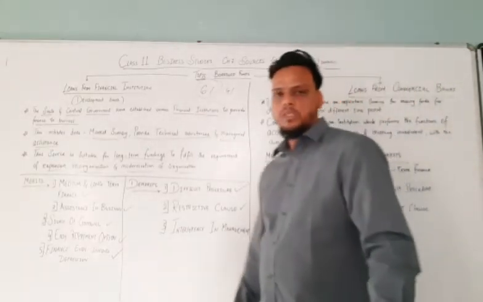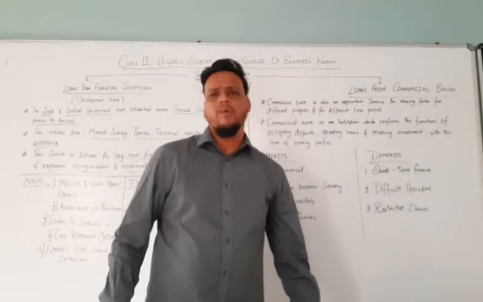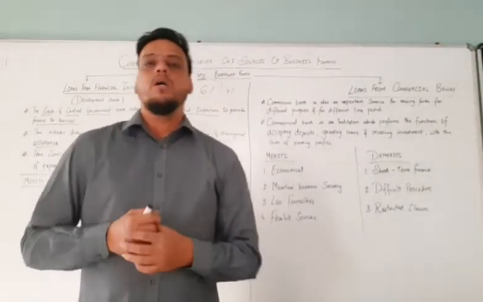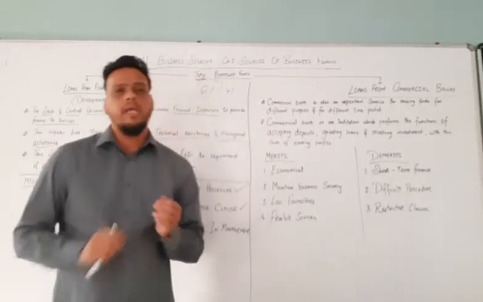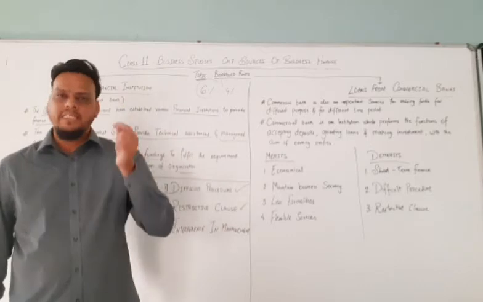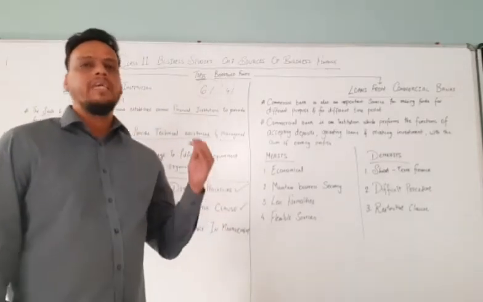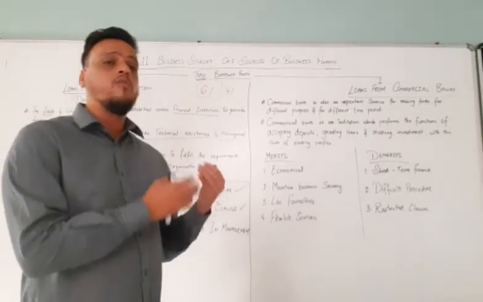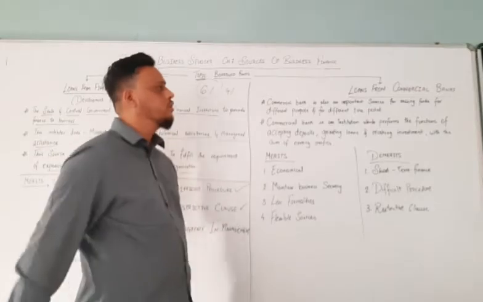Now we are going into the next concept. The next concept is loans from commercial banks. As you have already studied about commercial banks, they perform the function where they accept deposits and give loans to others and make investments with the objective of earning profits. It is known as a commercial bank. So we will study about commercial banks.